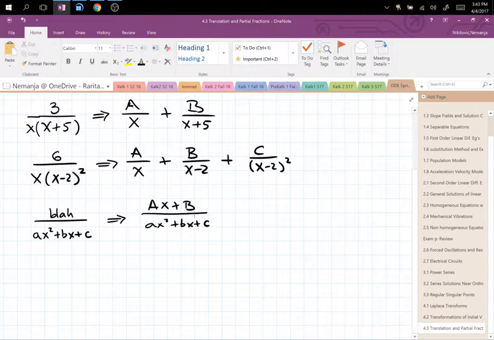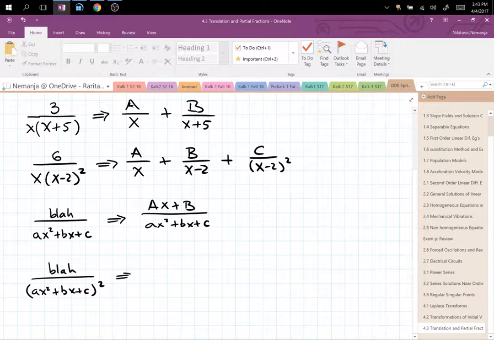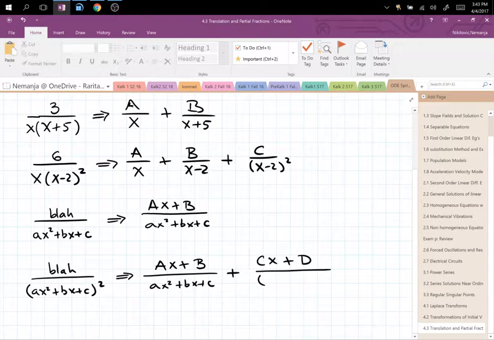And we also have a repeated one, so here's the blah on top, and I have ax squared plus bx plus c, everything squared. That's a repeated unfactorable. You would have ax plus b divided by ax squared plus bx plus c, and then plus cx plus d over the same, squared. So this is the setup from calculus 2.